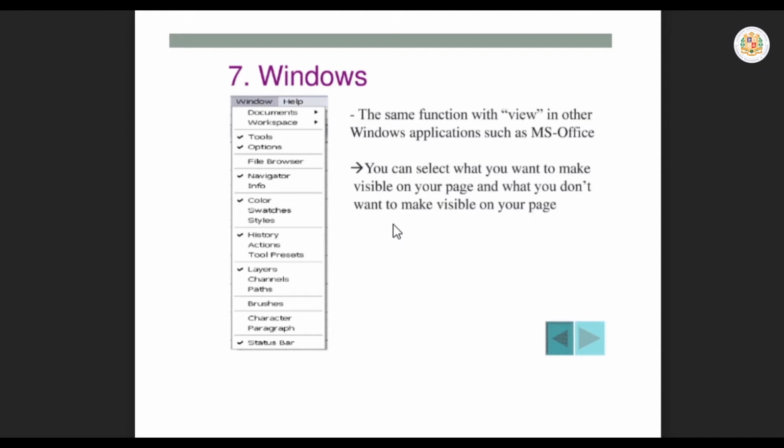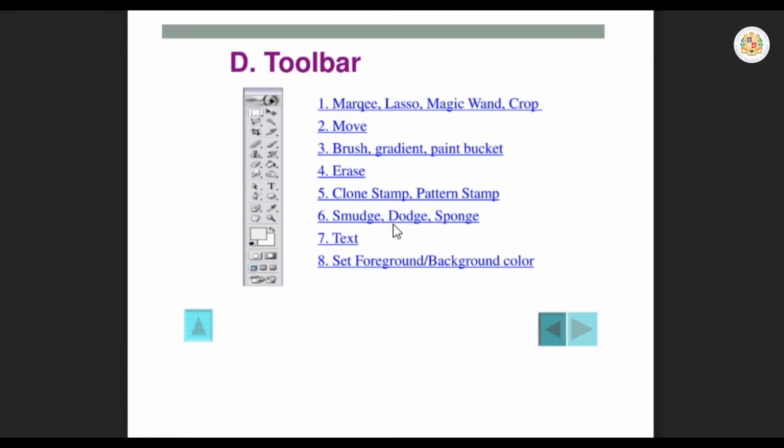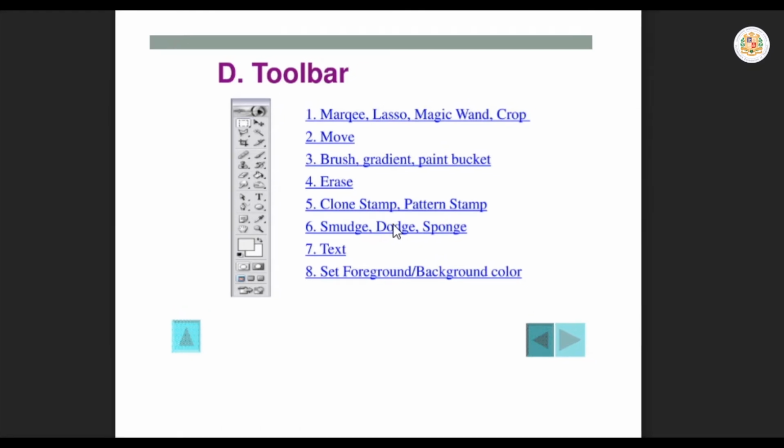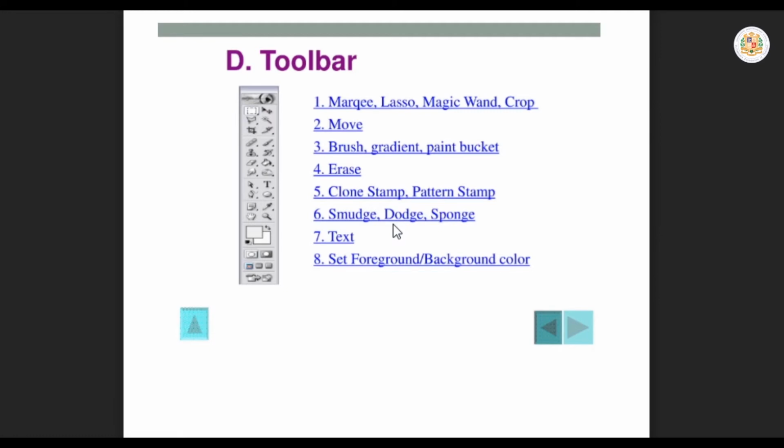Now let's move on to the toolbar. Here are some sets of tools. We have marquee, lasso, magic wand, crop; number 2, move; 3, brush, gradient, paint bucket; 4, eraser; 5, clone stamp, pattern stamp, smudge, dodge, sponge, text; and number 8, set foreground and background color. Now let's go to the marquee tool.